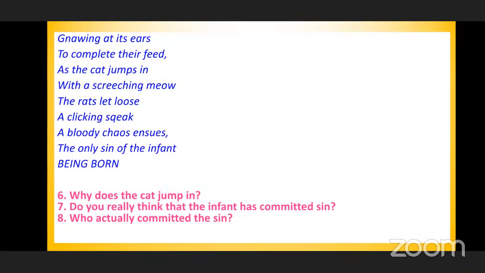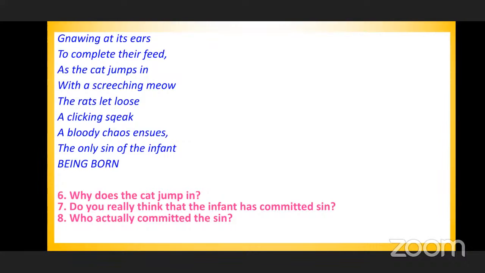So now let us look at the other stanza. Gnawing at its ears to complete their feed, as the cat jumps in with a screeching mew, the rats let loose a clicking squeak, a bloody crash ensues, the only sin of the infant being born. So, dear students, now we have come to the last stanza of the poem. How to attempt this reading comprehension poem? Let us apply the 3 R's technique over here. First, read the passage, come to the questions, then go back to the passage, then recall, keep the questions in mind, and apply the question attempt over the passage, and you will certainly find the answer in the lines.